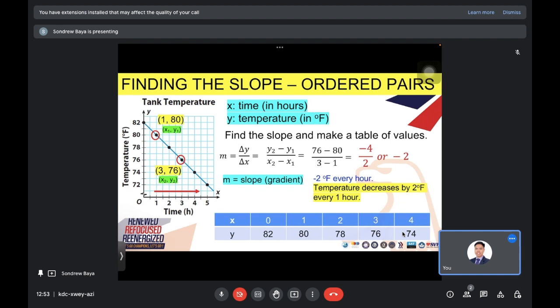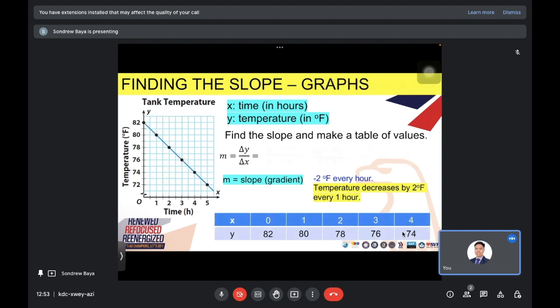And the third, which is the last way of finding the slope, is by getting it from the graph directly. Okay, remember that in this example, we were able to find the slope by getting the change in Y over change in X using the coordinates or the ordered pairs. Now, there is another way of finding the slope without actually determining the ordered pairs, and that is by looking into how the Y changes every time the X changes.